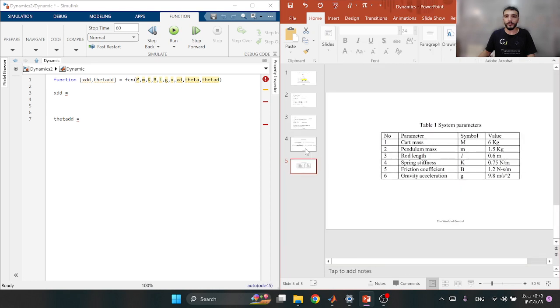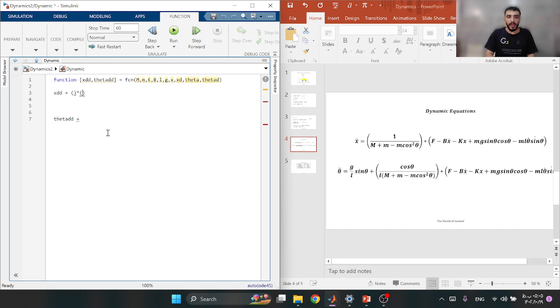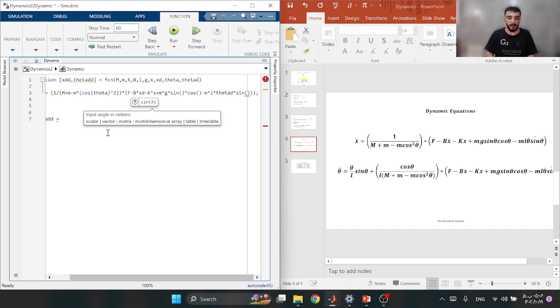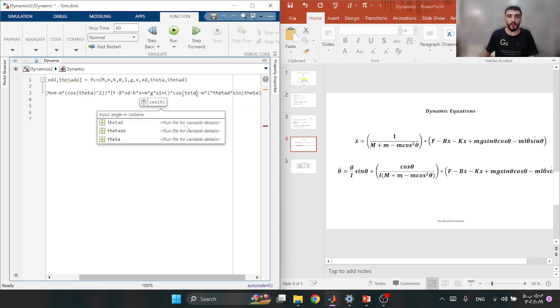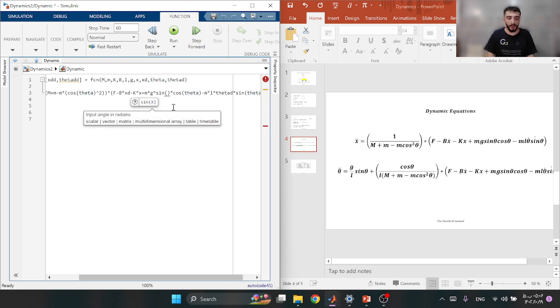Let me bring the equations. So x double dot is equal to these two terms, M plus m minus m multiplied by cosine of theta, and that cosine of theta has to have a square on it, F minus b times x dot minus k times x plus m times g times sine of theta times cosine of theta minus m times L times theta dot squared times sine of theta, and we have to write theta in all of these sine and cosine functions here.